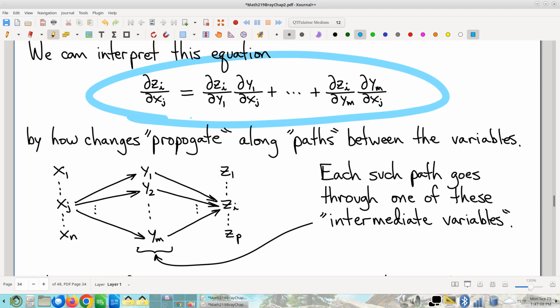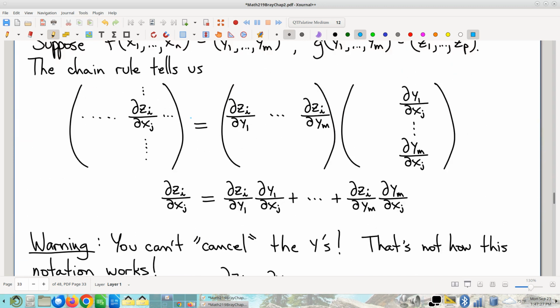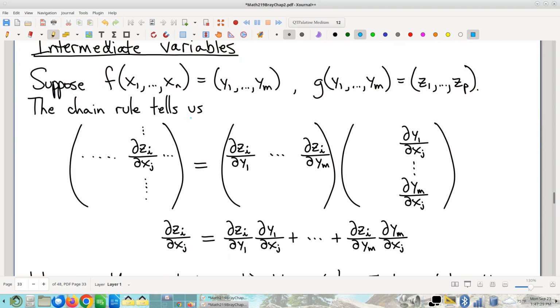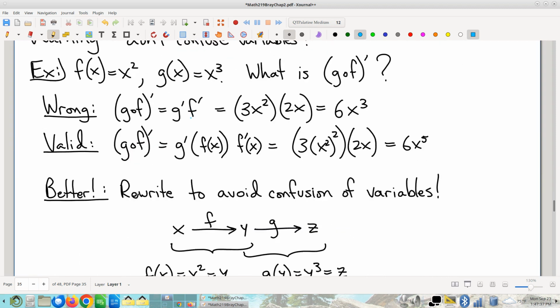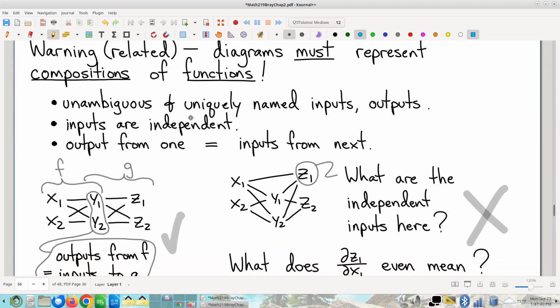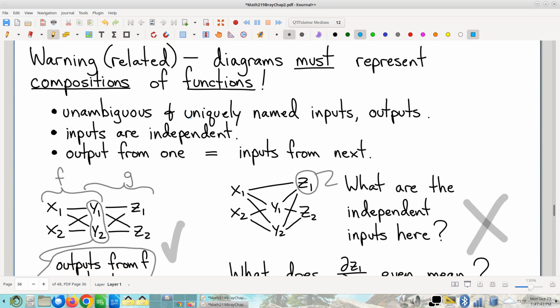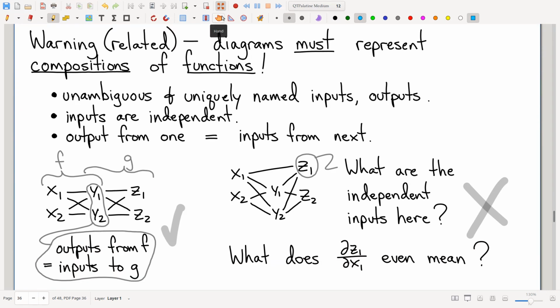Right? But the subtext here, it's easy to forget, is that you can only use diagrams to generate chain rules if those diagrams are actually representative of a composition of functions. After all, that's where this came from in the first place. It came from literally the matrix form of the chain rule that came from composing two multivariable functions. So that is an asterisk. Anytime you write down any one of these chain rules, you've got to be talking about an actual composition of multivariable functions.